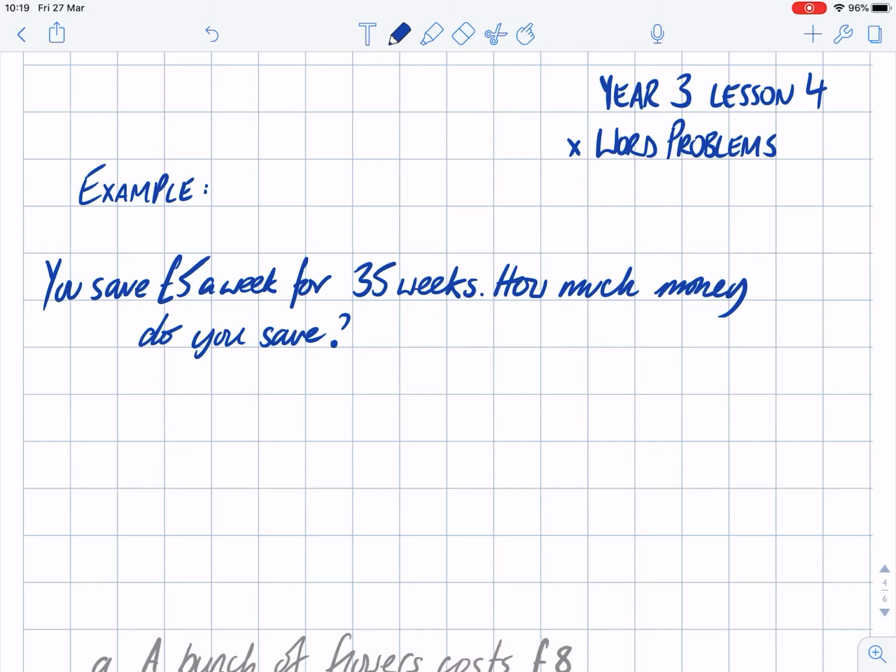We're going to do some more multiplications today, the last lesson of multiplications before we move on to something else, but this time they're going to be word problems. So I'm going to give you an example, we're going to work our way through it, and then you're going to have a go at doing some yourselves.